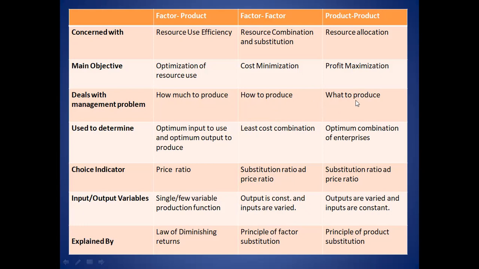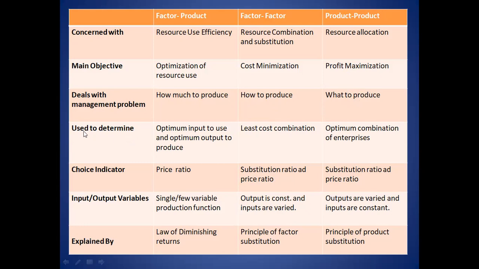Then product-product means you have limited resources. Using those, you will produce two products. So in two products, what ratio you will balance so that you can get maximum profit. So here the concern is what to produce. Okay, get it?